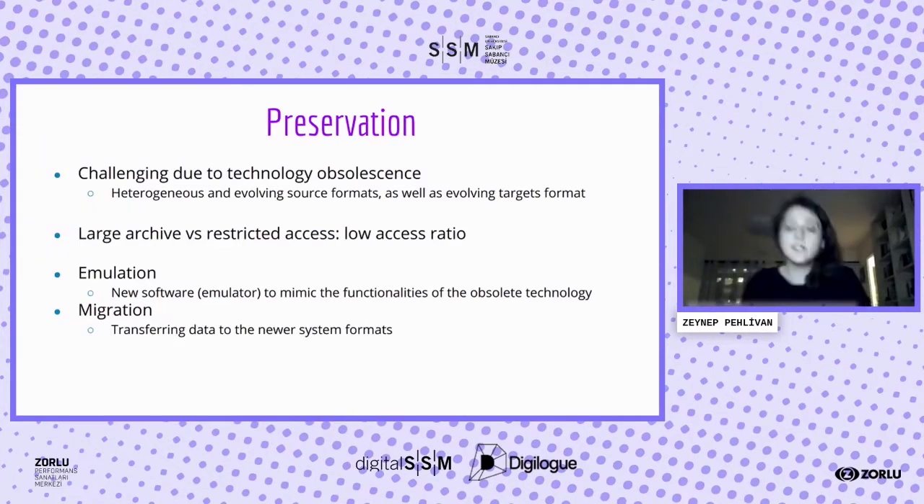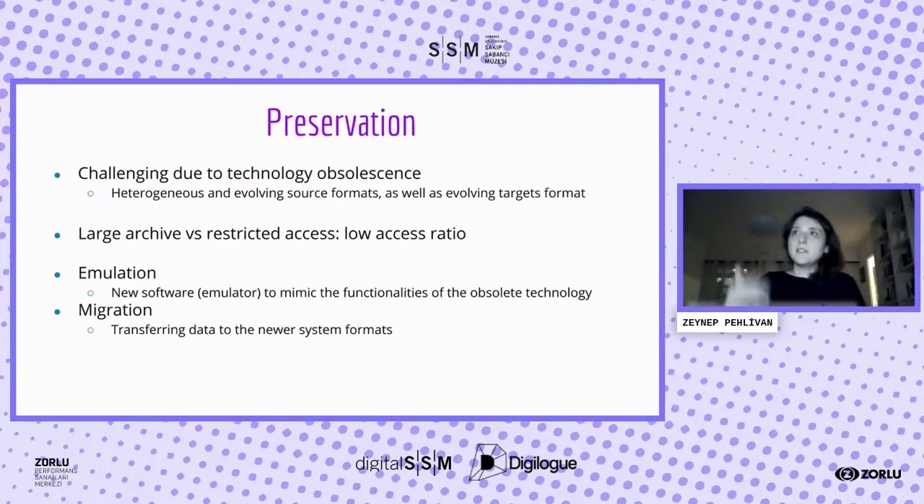When we come to preservation, in fact, access, crawling, indexing, these are issues, challenges, steps well studied in computer science, especially with the search engine success. But on the other hand, preservation is really specific to web archiving. So there's a big challenge due to technology obsolescence. It means heterogeneous and evolving source formats, as well as evolving target formats. What does it mean? It means that what you archive changes, the format of the object you archive changes. But at the same time, if you decided to keep them in a specific format, it can also change over time, because technology is changing every moment.